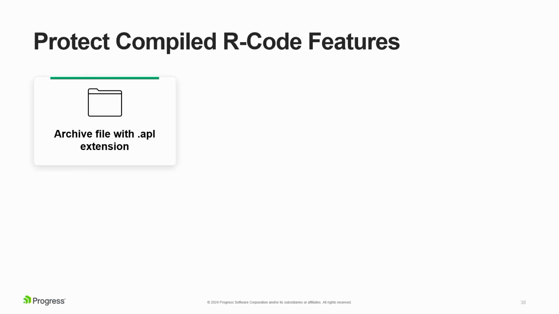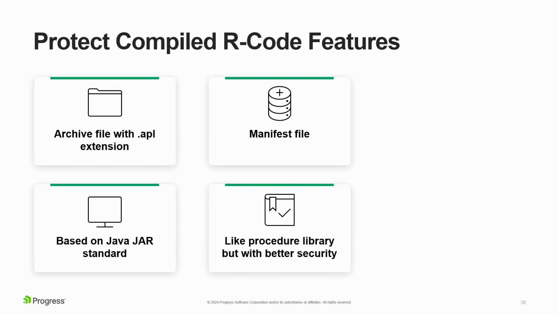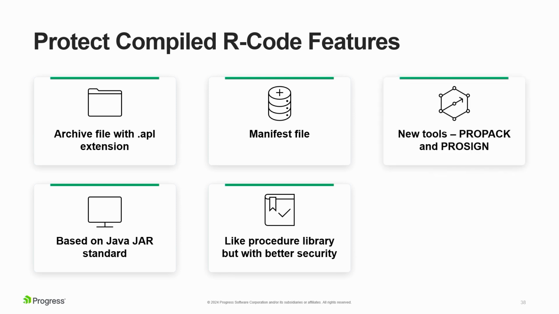All right, some features of this. I mentioned it's a new package. Specifically, it's an archive file with the .api extension. It's based on a Java jar standard, and it also includes a manifest file that describes the archive file. It's just like a PL file, a procedure library file, but it includes better security. And again, you can verify signed archive files.